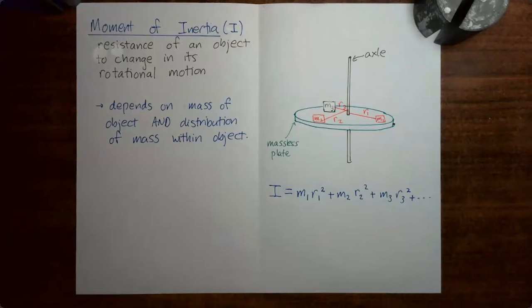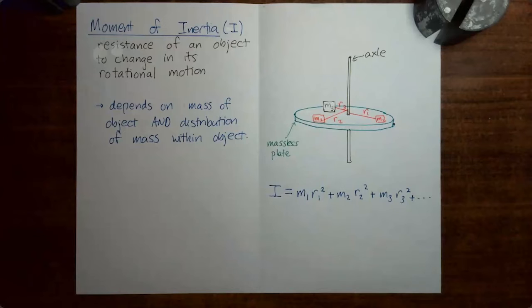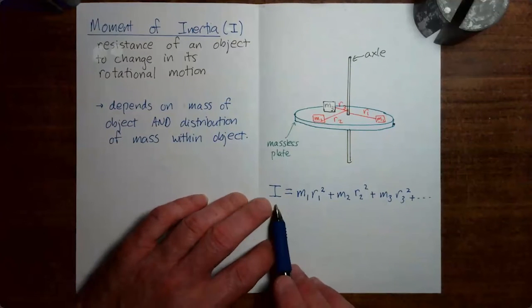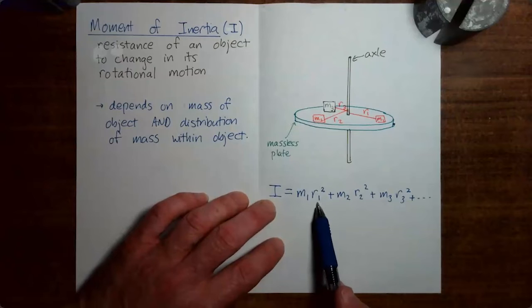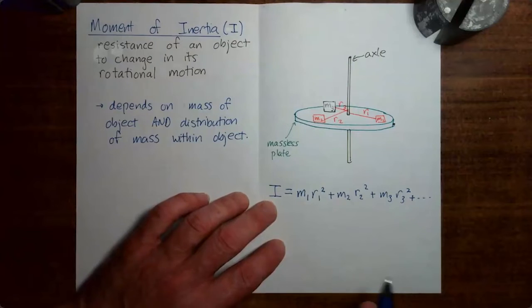As we saw in the demos in the previous videos, having the masses further from the center of rotation makes it more difficult to change the rotational motion of the object. That idea is reflected in the formula here, because you can see that for each point mass, the moment of inertia increases with the square of the distance between the mass and the center of rotation.